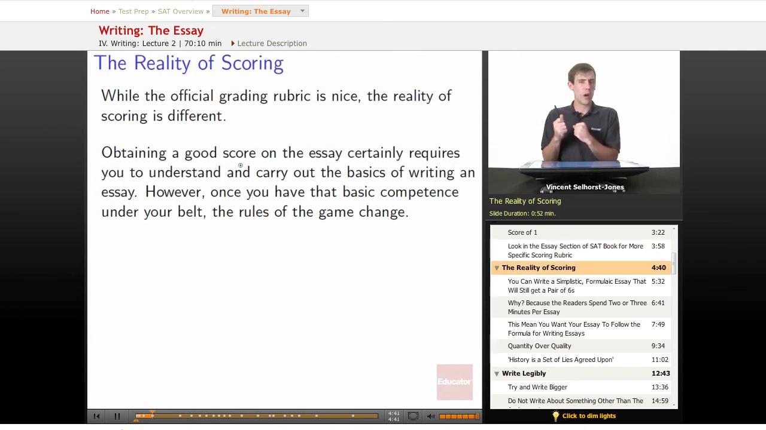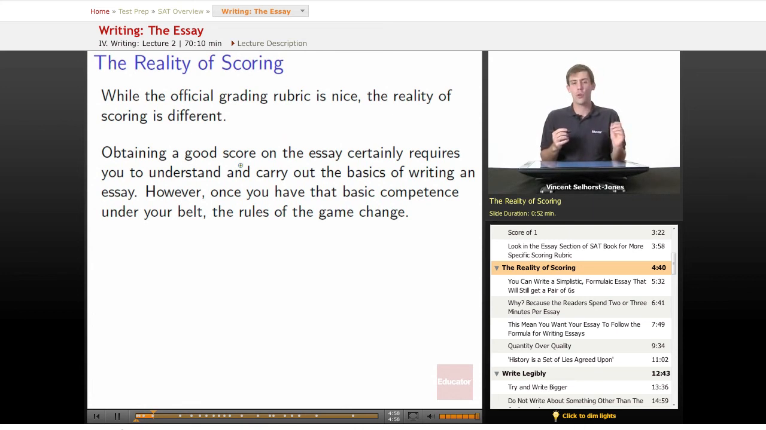Now that we've talked about the official scoring rubric, me saying that you should go out and get a sense of how it is really scored is a little bit questionable, because in reality, it doesn't exactly work like that.